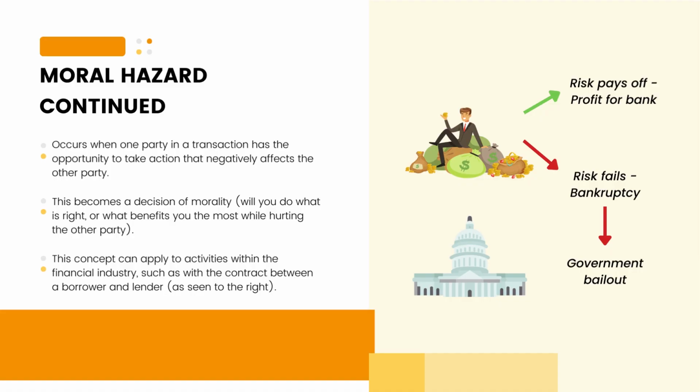A moral hazard occurs when one party in a transaction has the opportunity to assume additional risks that negatively affect the other party. The decision is based not on what is considered right, but on what provides the highest level of benefit. Therefore, the reference to morality. This can apply to activities within the financial industry, such as with the contract between a borrower and a lender, in addition to the insurance industry.